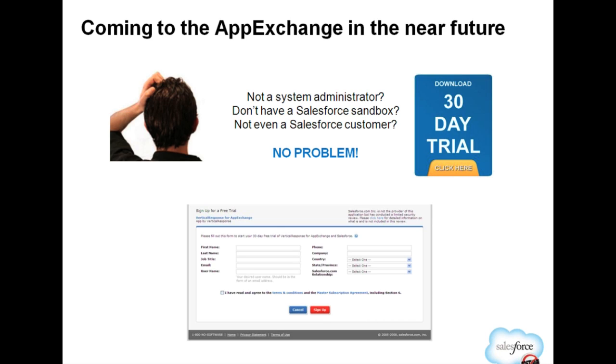And you can see below here a sample of what that form might look like. All you have to do is go find the application that you're interested in, click Get It Now just like anyone else would, choose the option to sign up for a new free trial, fill in this form, click Sign Up, and new credentials will be delivered to you that have Salesforce and, in this case, Vertical Response for AppExchange already pre-installed and ready for you to try it out.